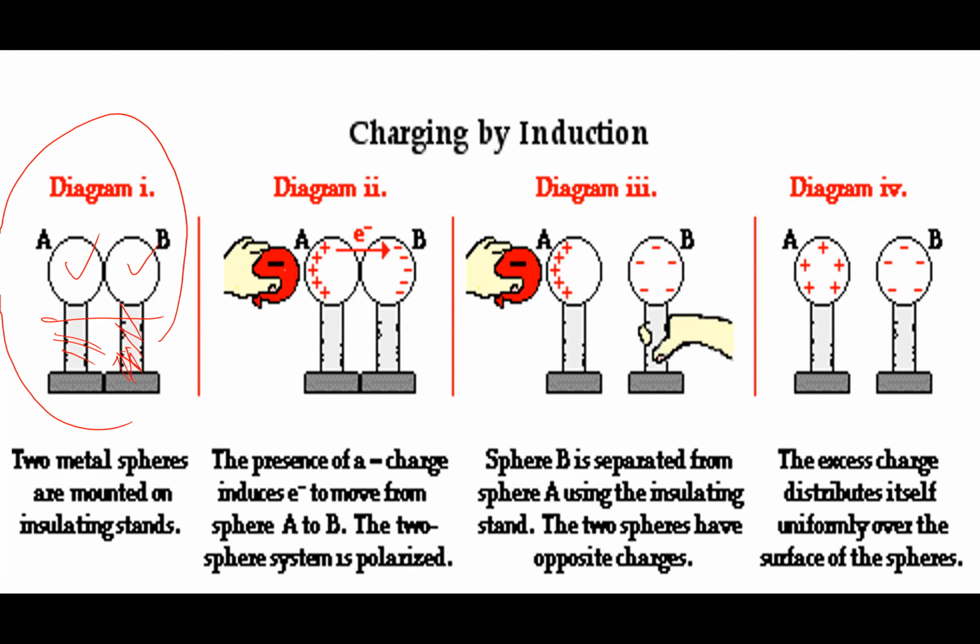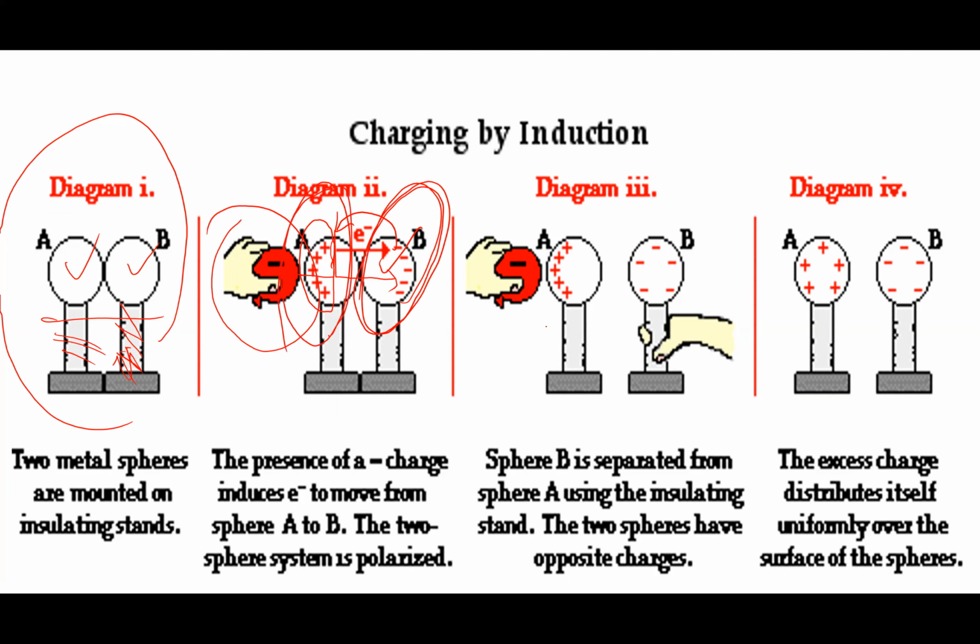So here a negatively charged body is brought close to body A. The positive charge will shift from the other body to this body, because the negative body exerts a force of attraction on the positive charges and a force of repulsion on the negative charges. So negative charges will come to this point, and positive charges will stay on body A.